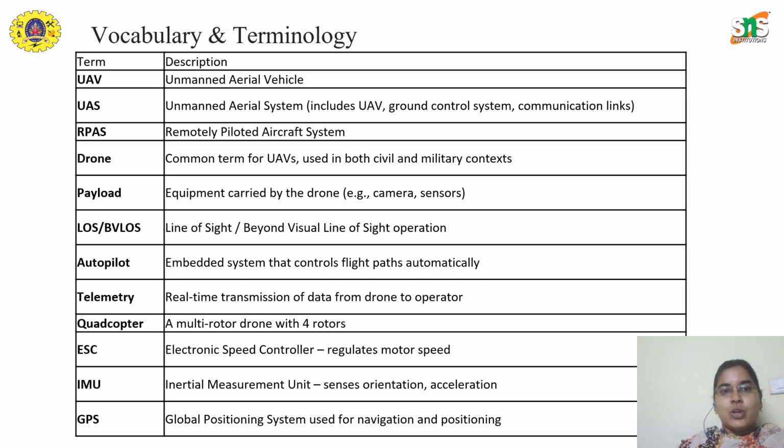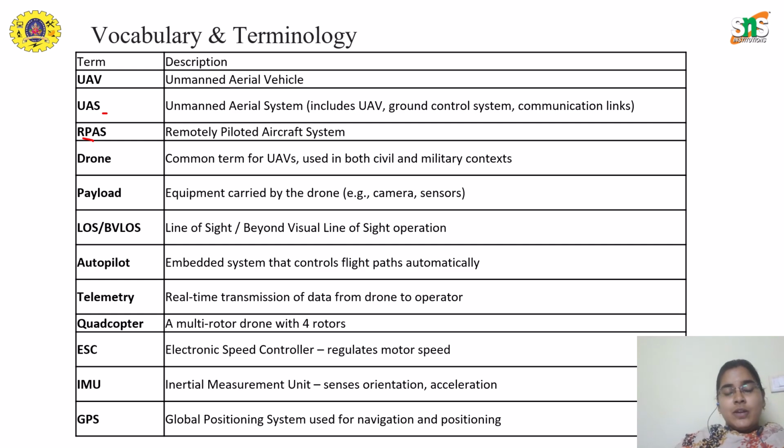Yes, there is vocabulary and terminology we have to know before getting into the subject of drone technologies. What is UAV? As we discussed earlier, it is an unmanned aerial vehicle. And what about UAS? Unmanned aerial system includes the UAV, ground control, as well as the communication links. And RPAS, we have heard it somewhere, right? Remotely piloted aircraft system. Drone is the common term for UAVs, both in civil and military contexts. Payload is the equipment carried by the drone, for example cameras and sensors.